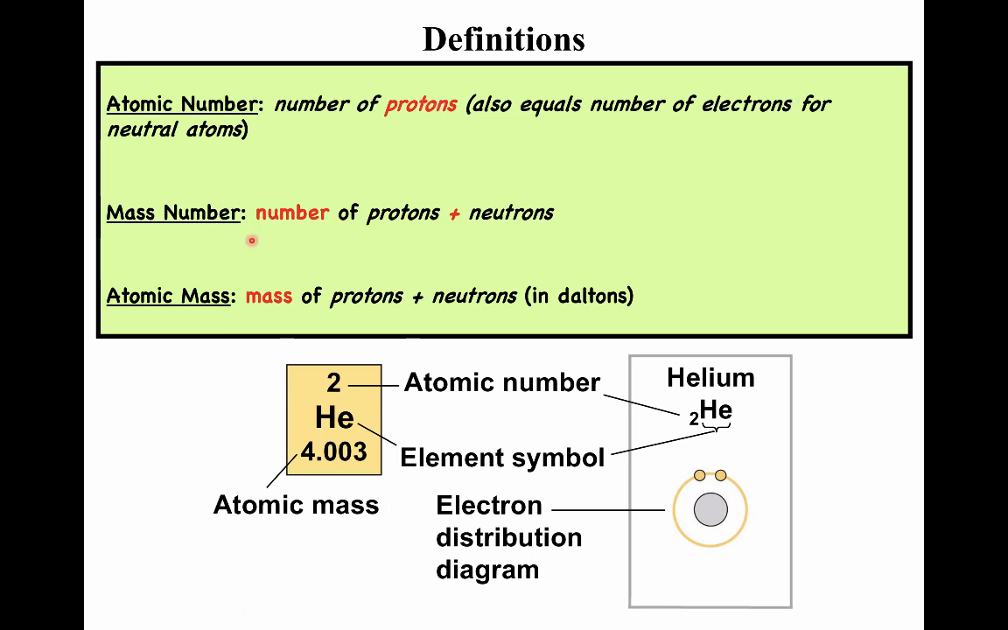The mass number is the number of protons plus the number of neutrons. And then the atomic mass is the mass of the atom, which is essentially the mass of the protons plus the neutrons.